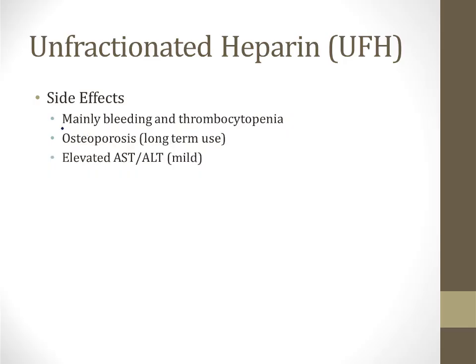The main side effect of this drug is bleeding. Rarely patients can develop thrombocytopenia. We'll talk about that in a minute. If patients take this drug for long-term use, which is not often done in the modern era, they can develop osteoporosis. It increases bone breakdown. And then finally, sometimes patients on unfractionated heparin have a very mild increase in their AST or ALT. This is usually not clinically significant.